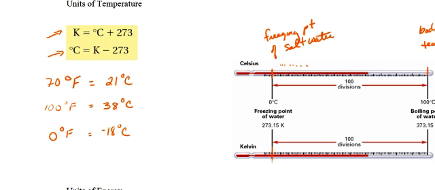Now, when you change that into Kelvin, notice to change from Celsius to Kelvin, all you need to do is add 273 to your Celsius temperature. So when you add 273 to this, that's going to be 294 Kelvin. That is a very comfortable temperature. When you add 273 to your 38 degrees Celsius, excuse me, that's going to be 311 Kelvin.